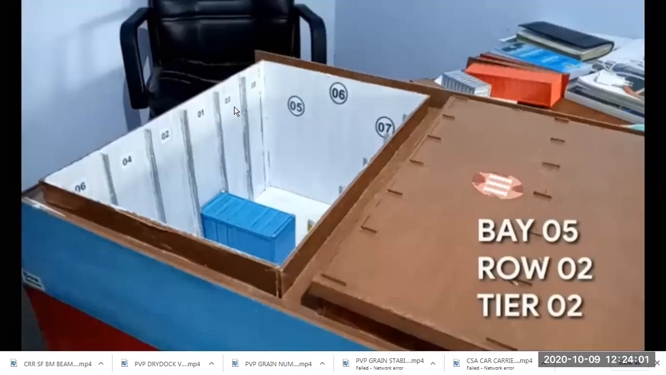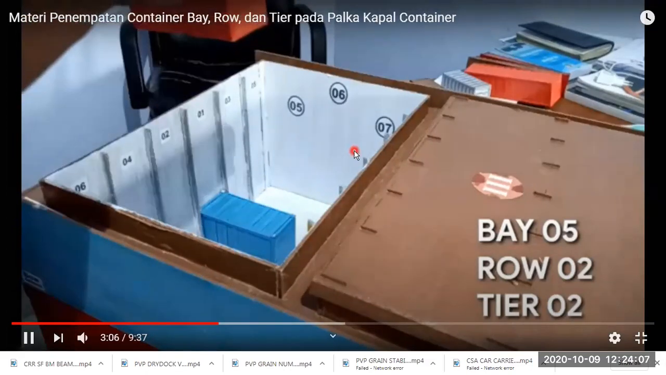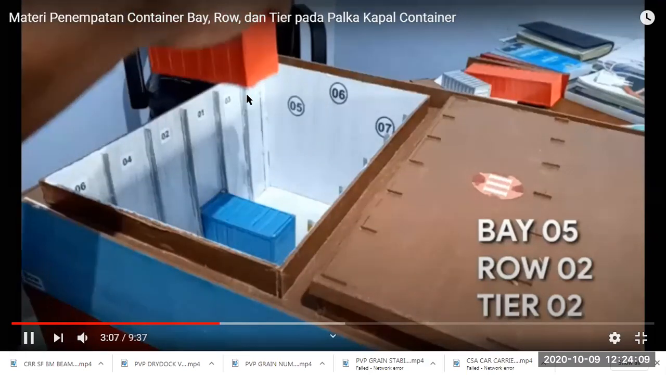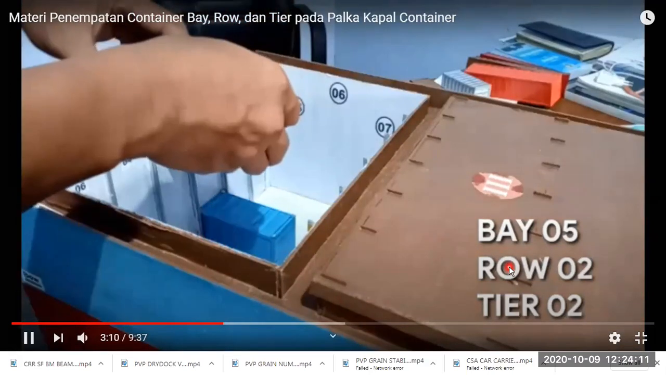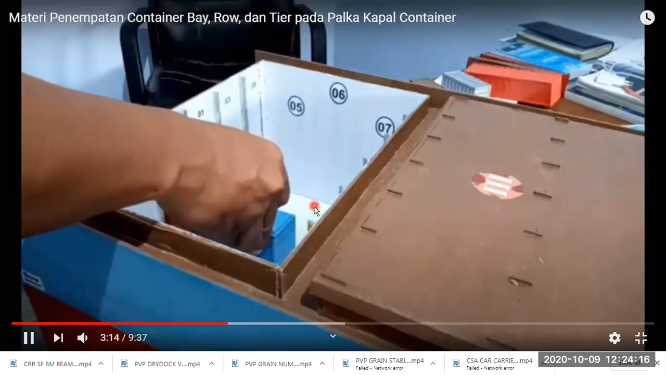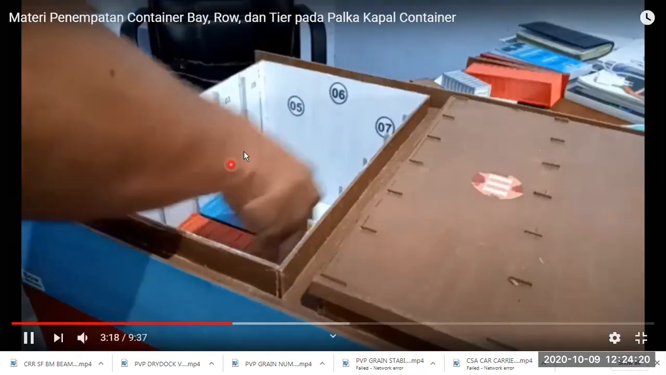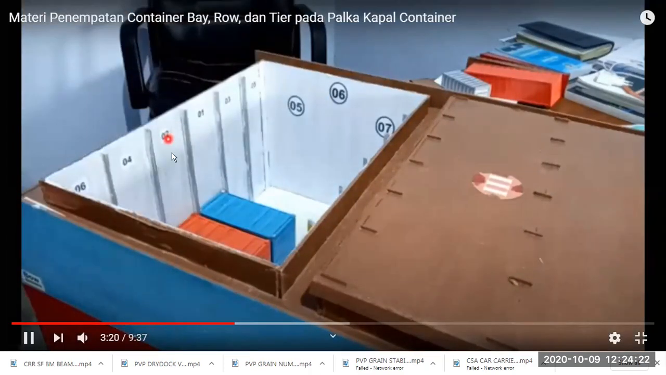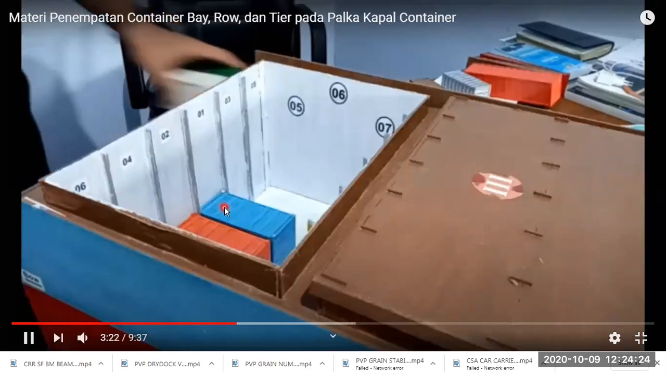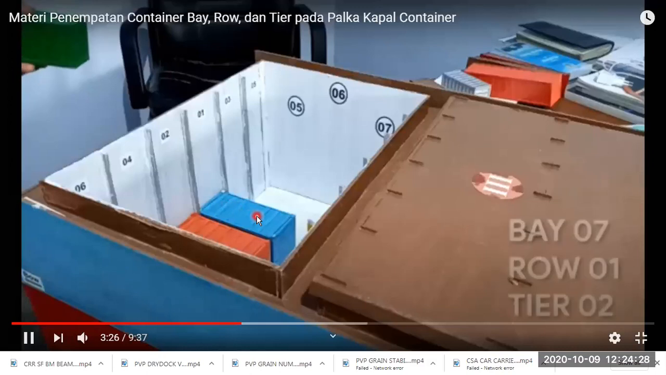So bay 05, row 02, tier 02. Row 01, sorry, it's wrong. Now the next container for row 02, tier 02. So this one is bay 05. You can see row 02 and tier 02. So these are all 20-foot containers.